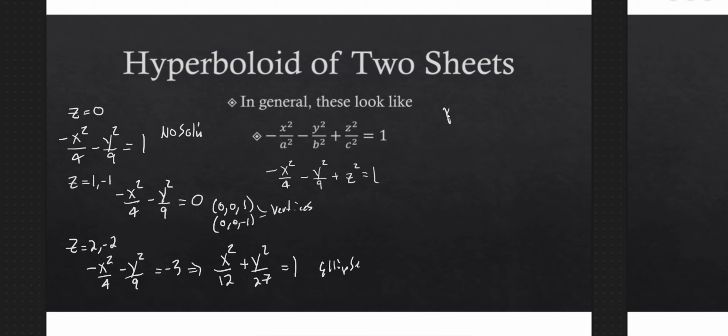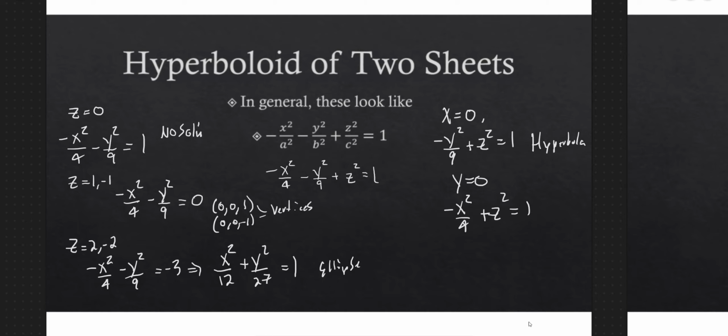Let's let x equal 0, what will I end up with? I'll end up with negative y squared over 9 plus z squared equal to 1. That's a hyperbola. And if I set y equal to 0, I'll get negative x squared over 4 plus z squared equal to 1. Again, that's a hyperbola. If you're not recognizing that these are hyperbolas, make sure to jump back to chapter 12 or watch those introductory videos for this section. So we get these hyperbolas.